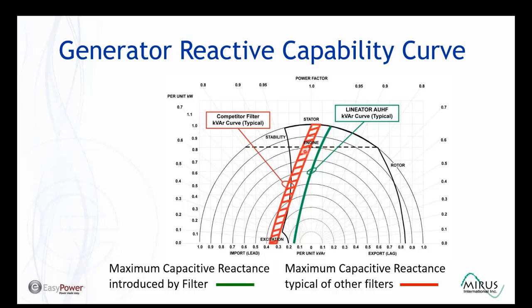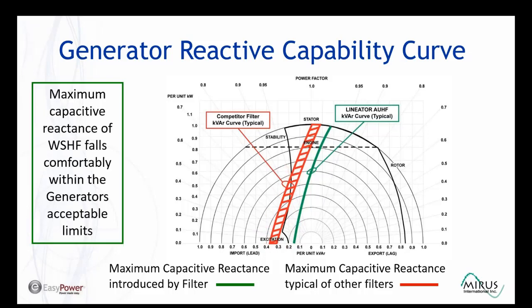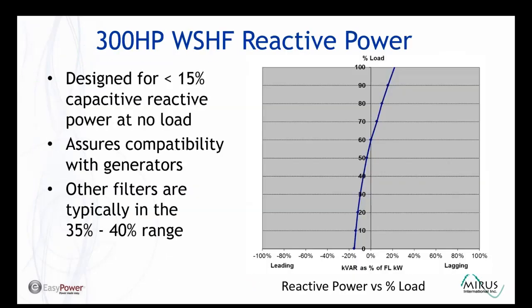But many filters, unfortunately, have much higher capacitive reactance, resulting in levels of capacitive reactance that are outside the curve and can cause operational issues with the generators. One of the important design parameters, therefore, for a passive harmonic filter is to have low capacitive reactive power.